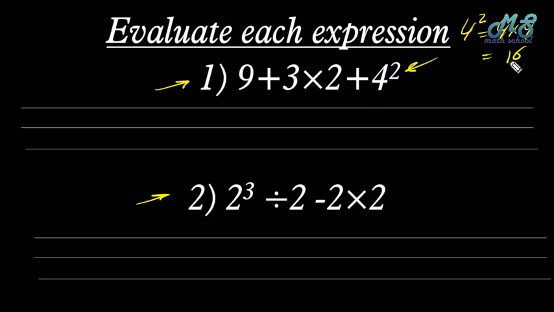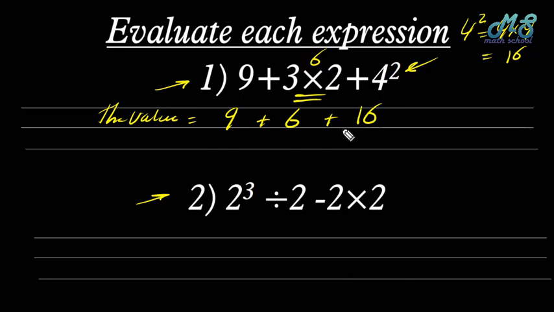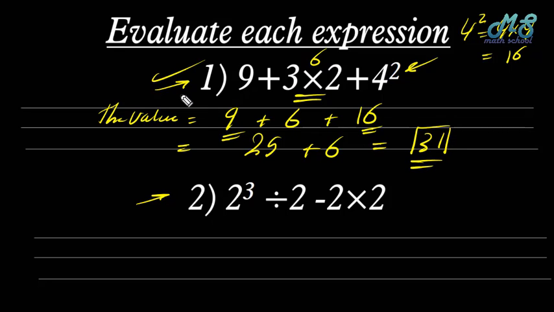Now substitute 16 for 4 squared. And we have 3 times 2 equals 6. Now we can write the value of the expression equals what, guys? Yes, equals 9 plus 6 plus 16. First, guys, 9 plus 16, two friendly numbers, equals 25. Now 25 plus 6 equals what, guys? Yes, equals 31. Now the numerical value of the first expression equals 31.